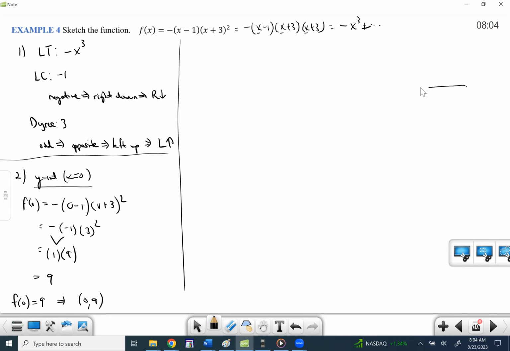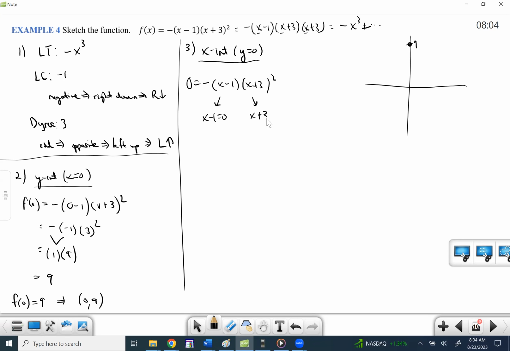I'm going to go ahead and start to sketch. Let's pretend this is 9, you guys. That dot's on there. All right, let's go get our x-intercepts. In other words, y is 0. So if we let y be 0, we're going to set x minus 1 equal to 0, and x plus 3 equal to 0. So we get +1 and -3.